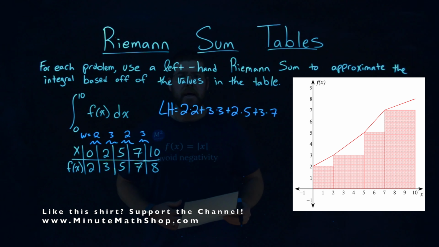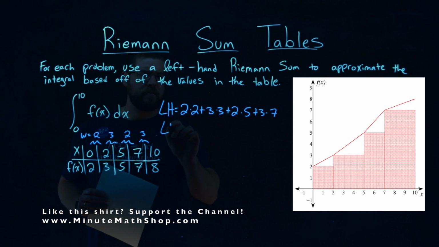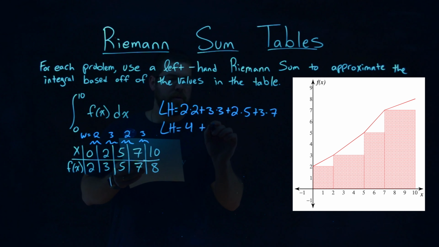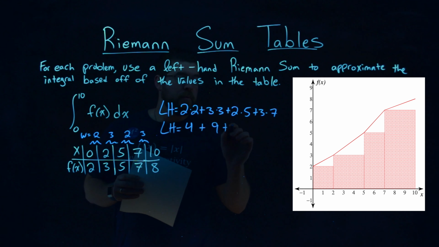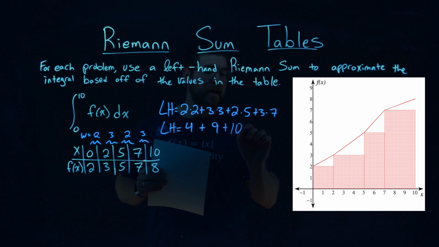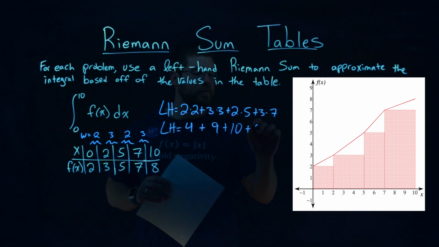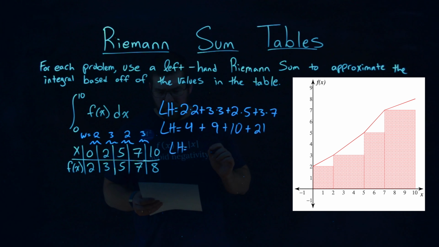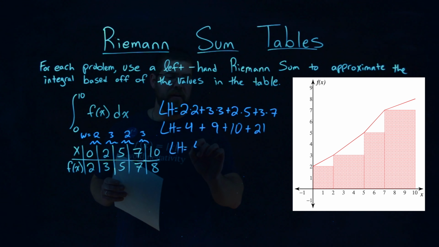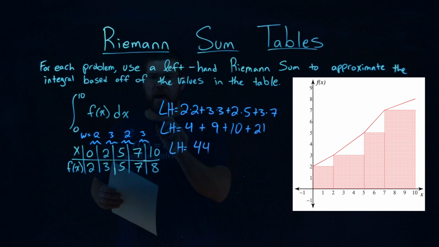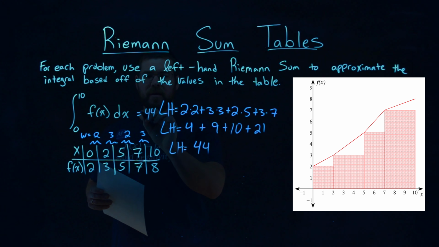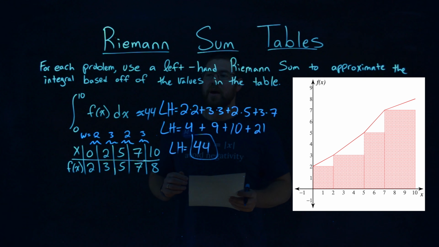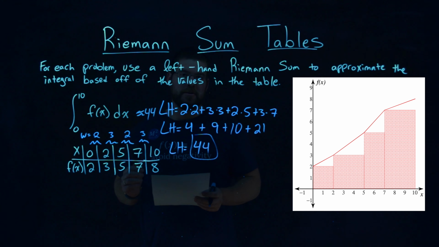Okay? And now we have to simplify this. Well, left-hand sum, we have 2 times 2 gives us 4, plus 3 times 3 is 9, plus 2 times 5 is 10, and 3 times 7, good old 21. Now we want to add all of these together, and it comes out to be 44. And so 44 is the approximation, using the left Riemann sum, of our integral here.